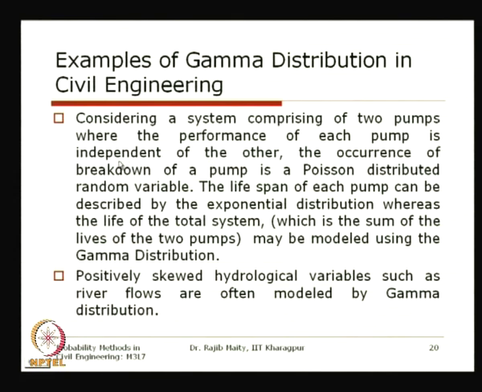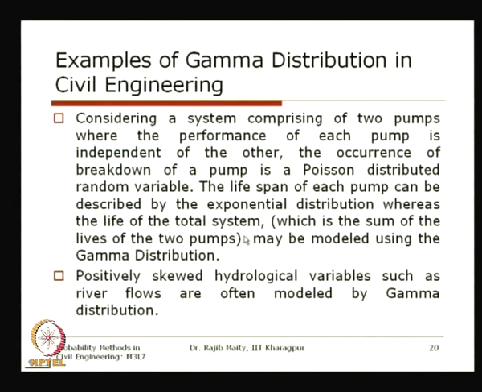We use this independence because we have to add up the lifespans. Now, the occurrence of the breakdown of one pump is a Poisson distributed random variable. The lifespan of each pump can be described in terms of the exponential distribution, whereas the life of the total system should be the sum of those many pumps. It may be 2, 3 or whatever, in this case the 2 pumps. So it may be modeled using the gamma distribution.